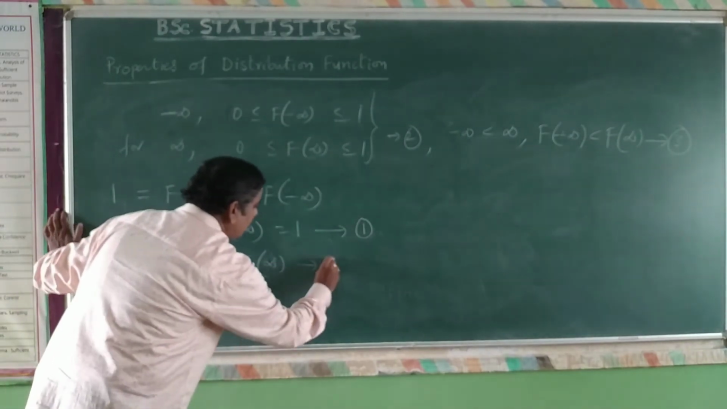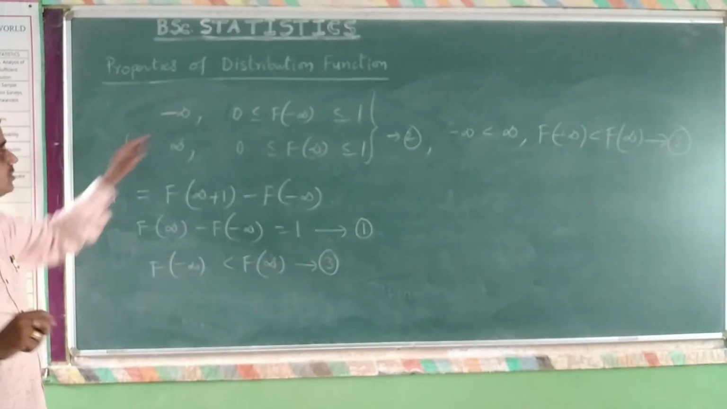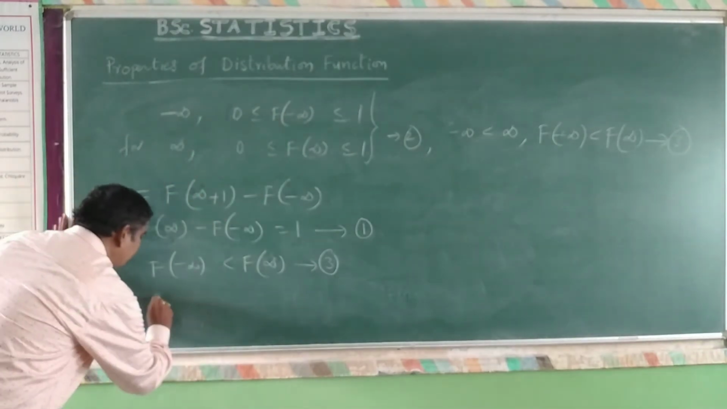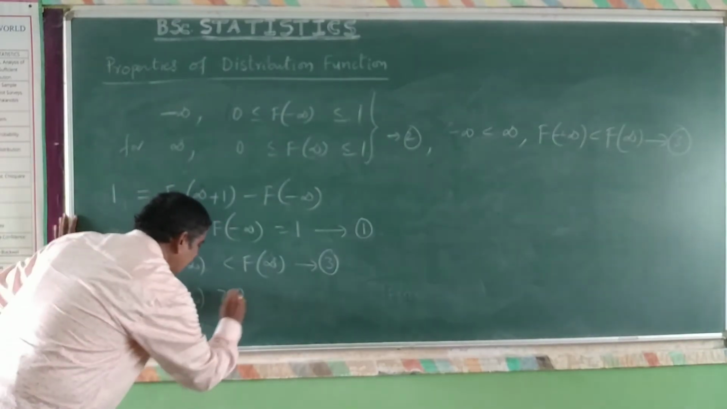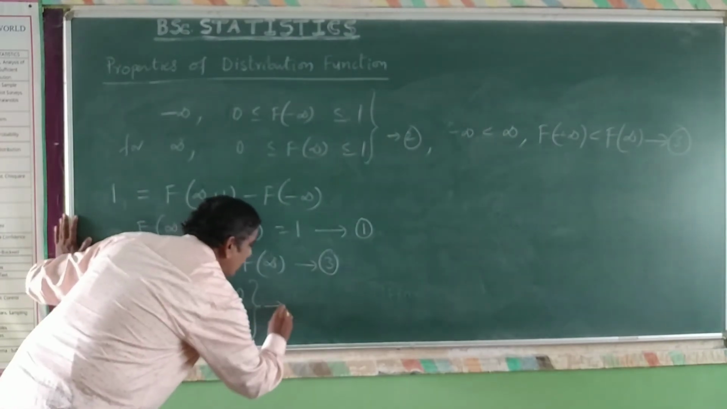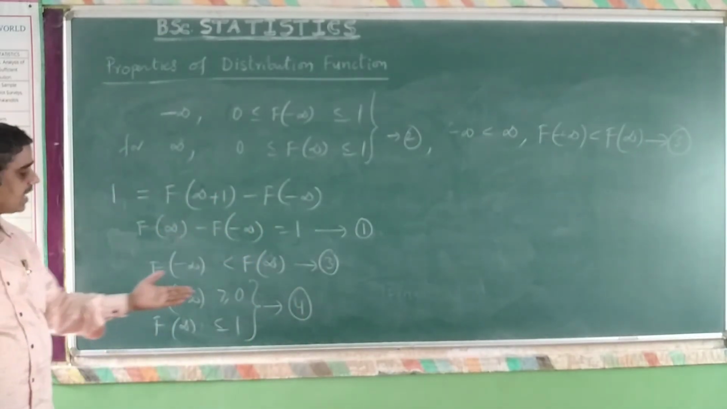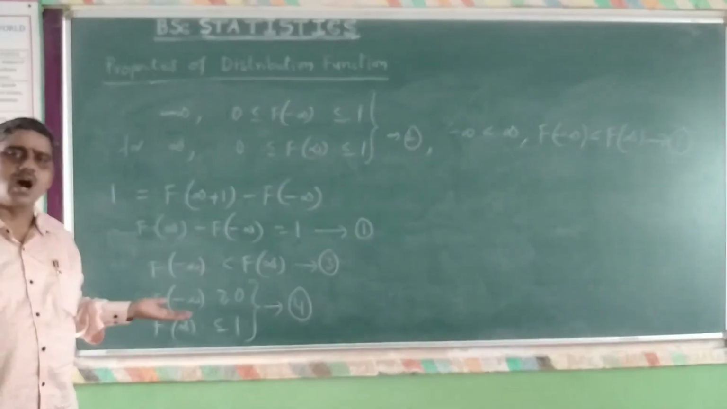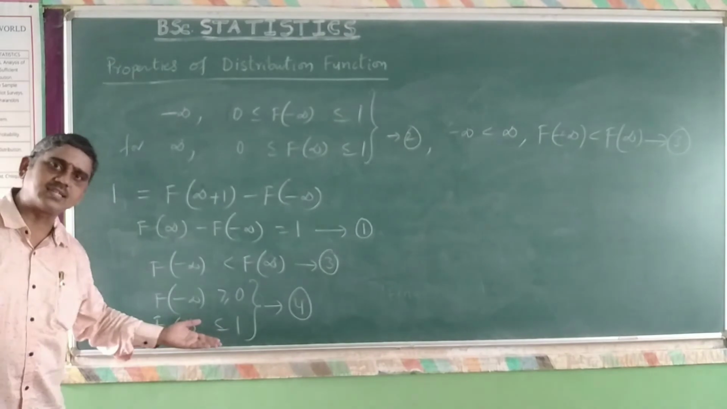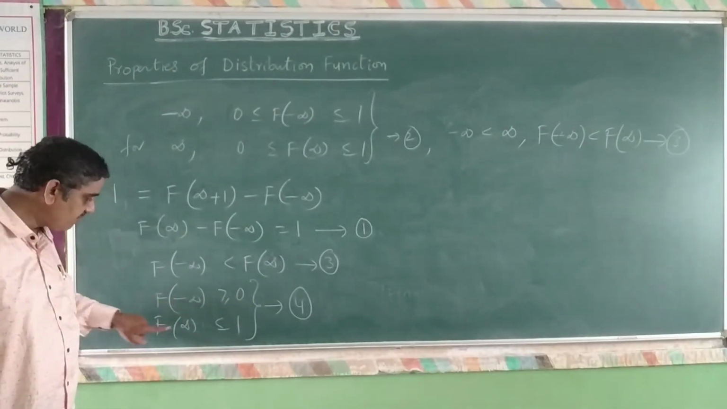This is equation 3. I write two more equations. Based on this, F of minus infinity is always greater than or equal to 0, and F of infinity is less than or equal to 1. I can consider this as another equation, equation 4. For every value, the probability or distribution function is greater than or equal to 0, and for any particular value, the distribution function is less than or equal to 1. So F of minus infinity is greater than or equal to 0, and F of infinity is less than or equal to 1.